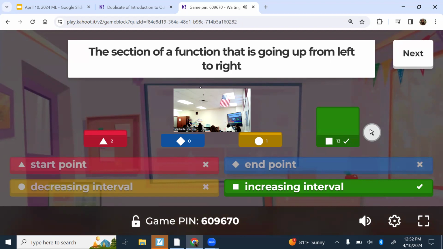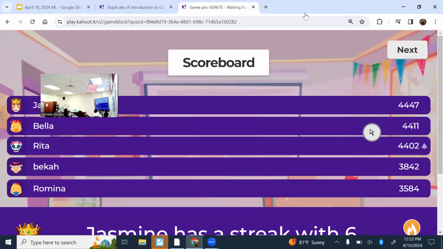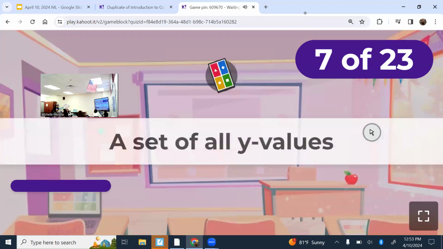Increasing intervals. So they will have increasing intervals if that section goes up from left to right, like how you do. Okay, next. Remember, take notes as we go. That's your question today. Just one or two answers, jot some stuff down.